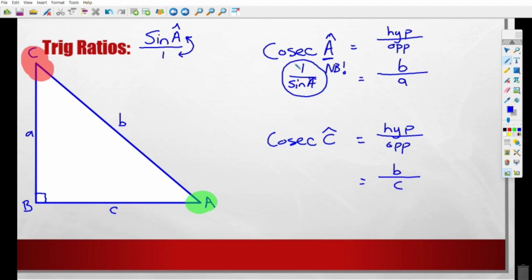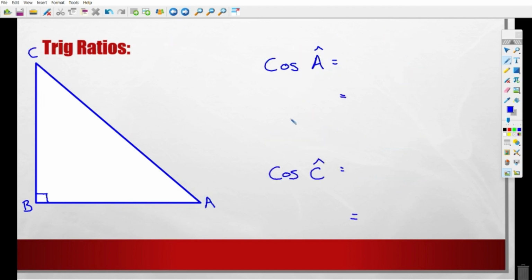This is handy to know, because if you look on your calculator, do you know where cosec is? Go find cosec on your calculator, please. Oh man, there is no cosec. Can you see that? That's why we need to know this; later on in the video, you'll understand why. Alright, moving on to the next one.